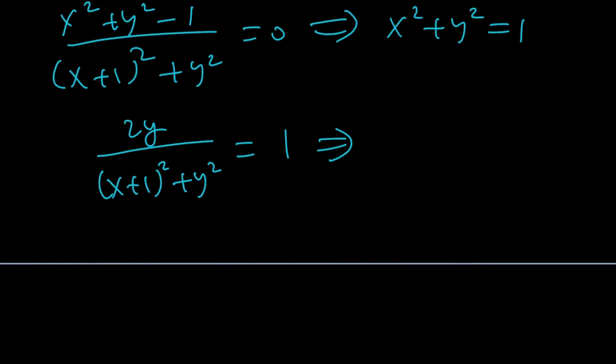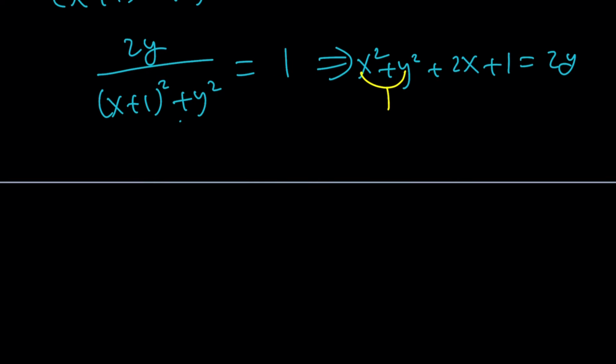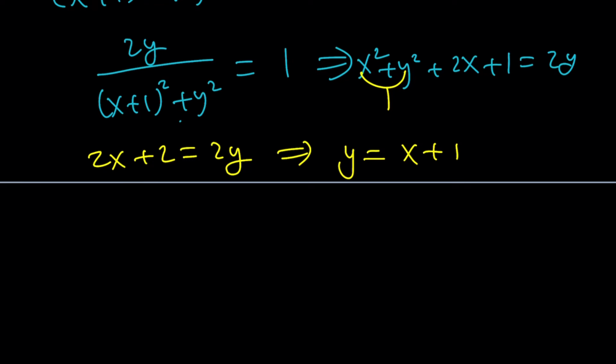I'm getting something else. Let's expand the denominator. x squared plus y squared plus 2x plus 1 equals 2y, because we're cross multiplying. And we know from the first equation that x squared plus y squared is equal to 1. So this is 1. 1 plus 1 is 2. So we get 2x plus 2 is equal to 2y, which means y is equal to x plus 1. Great.